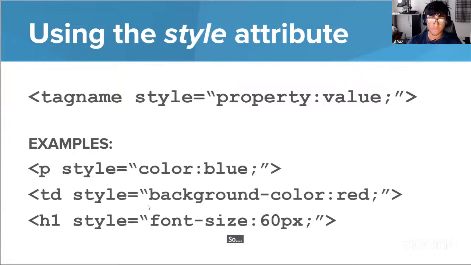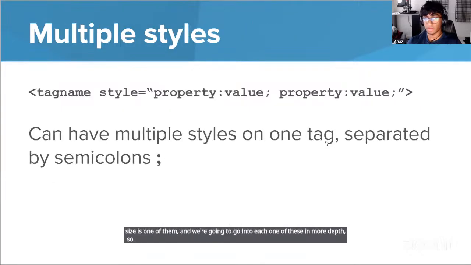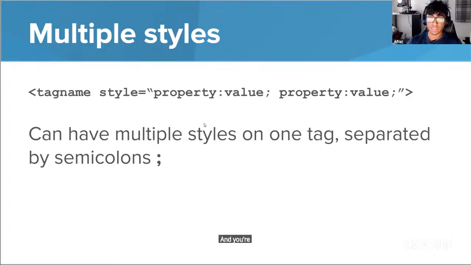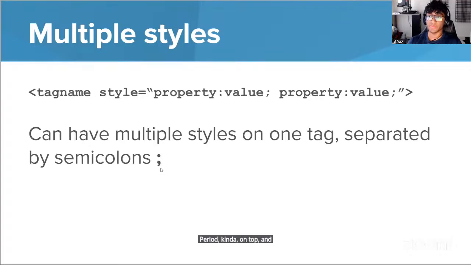These are some examples of styles. We can see color is one of them, background color is one of them, font size is one of them, and we're going to go into each one of these in more depth, so don't worry. You can have multiple styles on one tag separated by semicolons, right? The semicolon is the one with the period on top and a comma on the bottom, if you want to think about it that way.